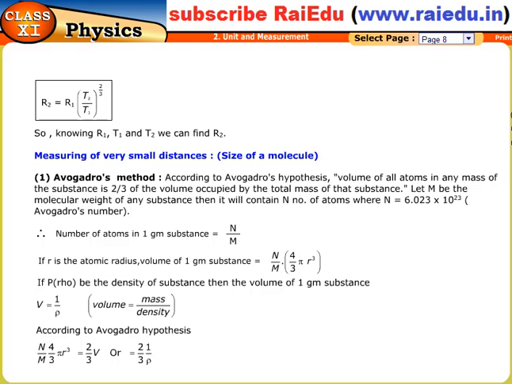Measuring of very small distances, size of a molecule. Avogadro's method. According to Avogadro's hypothesis, the volume of all atoms in any mass of the substance is 2/3 of the volume occupied by the total mass of that substance.